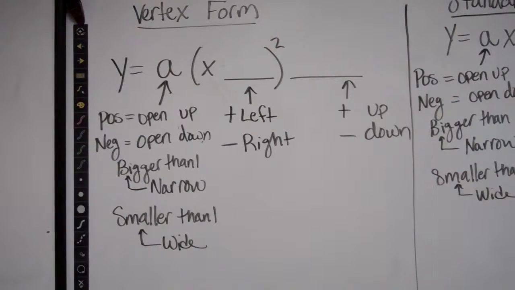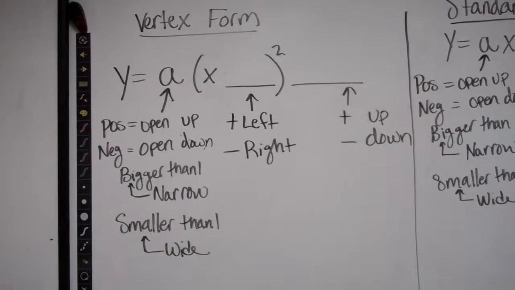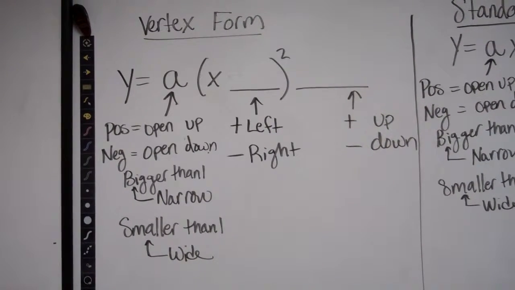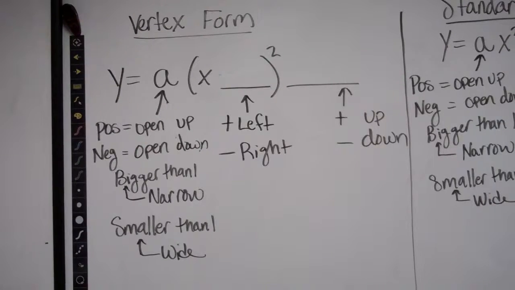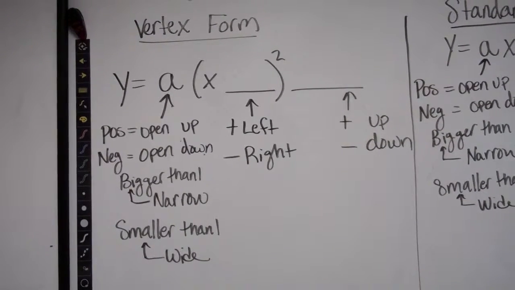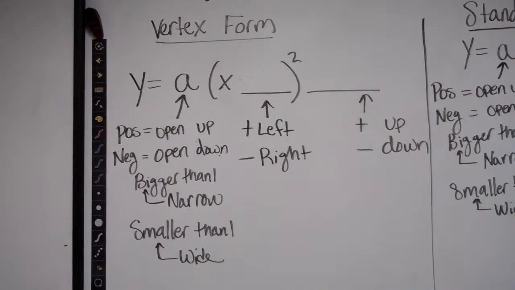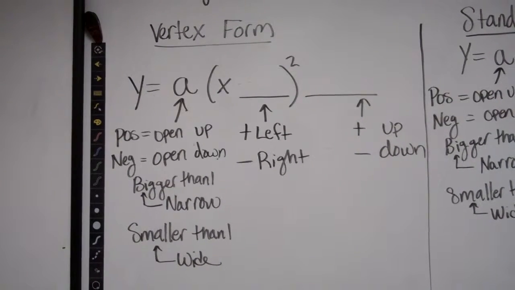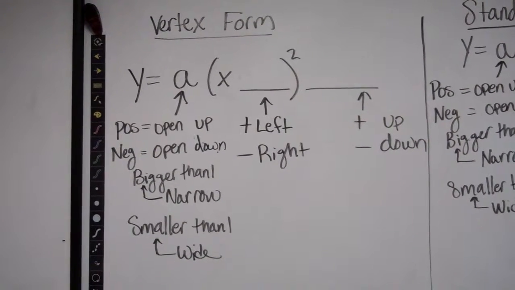Now, the number that you add or subtract on the inside of the parentheses determines whether you go left or right. The number that you add or subtract on the outside of the parentheses determines whether you go up or down. And the a value in front of the parentheses tells you whether the parabola will be opening up or down, and be wide or narrow.